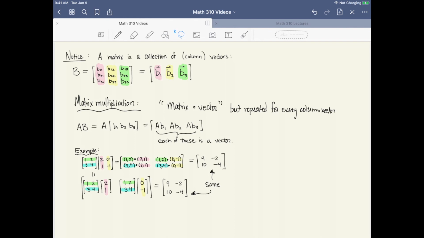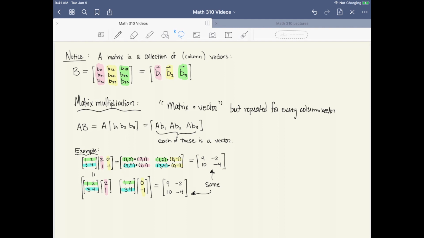So I am going to do A times the first column vector of B first. And that means I'm going to be taking row 1 times the pink column. And that gives me the first dot product. Then I'm going to take row 2 times the pink column. And that gives me the next entry. I've done this once, matrix times vector, and that gives me the first column vector of the product, AB. When you work out these little dot products, you see that they're the numbers 4 and 10.